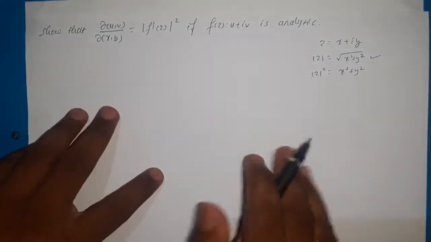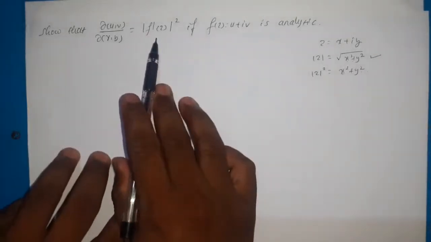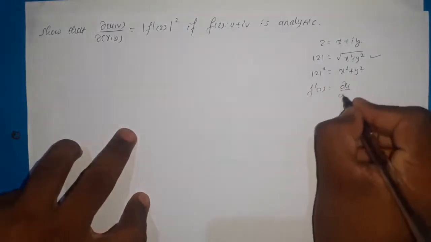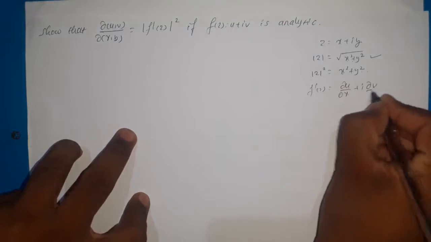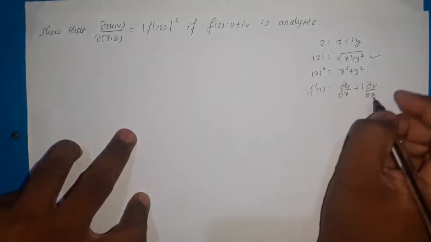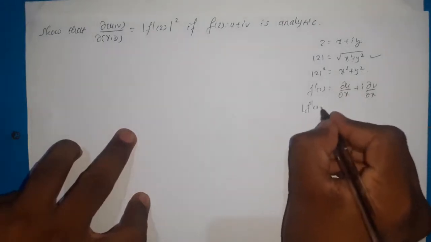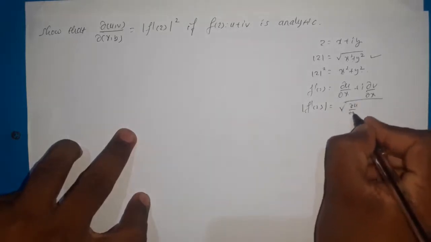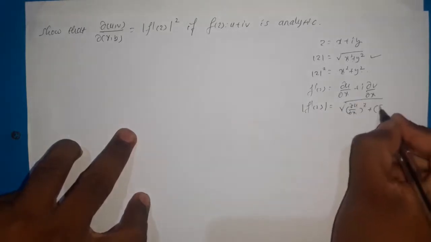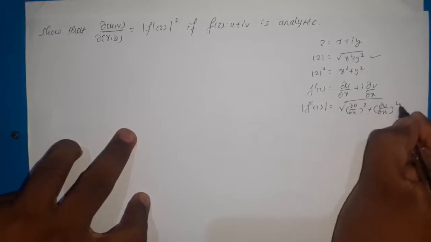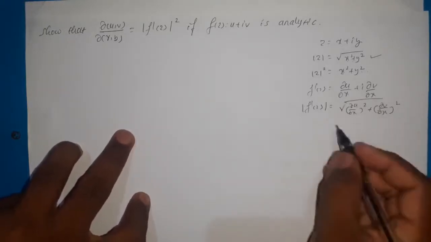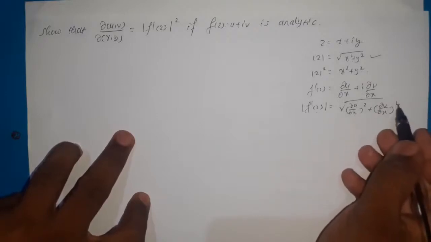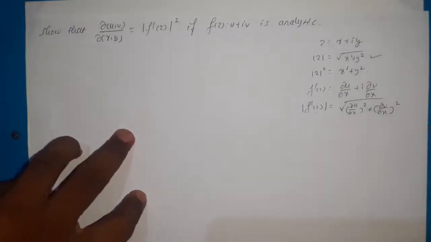So here we already know what f'(z) is. I know that f'(z) equals what? ∂u/∂x + i ∂v/∂x. Then what is |f'(z)|? It is the square root of (∂u/∂x)² + (∂v/∂x)², right? Then the square of this is (∂u/∂x)² + (∂v/∂x)². That we need to prove.